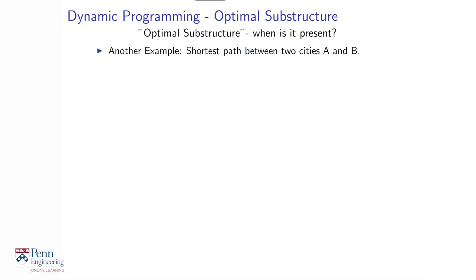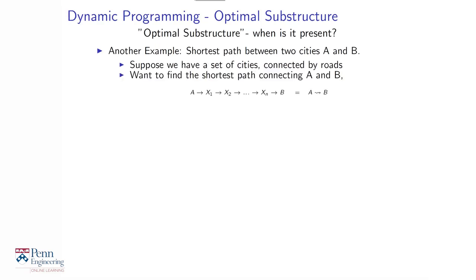So another example of optimal substructure that I think is a little bit more intuitive is the following. Suppose we want to find the shortest path between two cities, A and B. And let's denote a path going from A to x1 through x2 all the way to B by this notation A squiggly arrow B. That's a path from A to B. We want to find the shortest path.